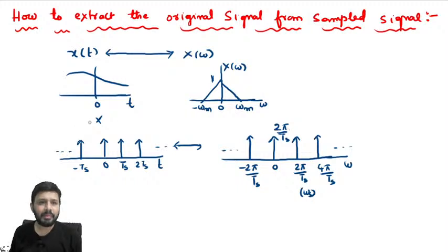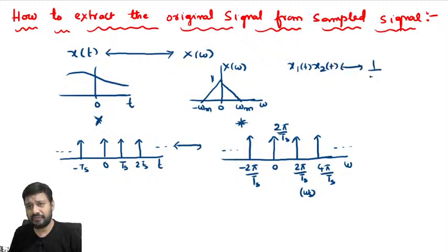Now in time domain what we did, we multiplied in time domain. So in frequency domain, according to the frequency convolution property, you have to convolve, no? Because the frequency convolution property says that if you multiply two signals in time domain, the equivalent operation in frequency domain is convolution. x1 of omega convolved with x2 of omega, right?